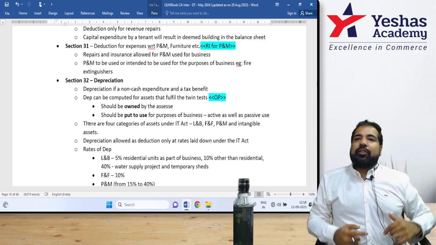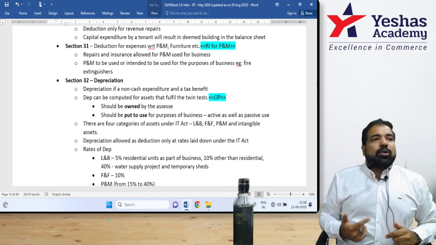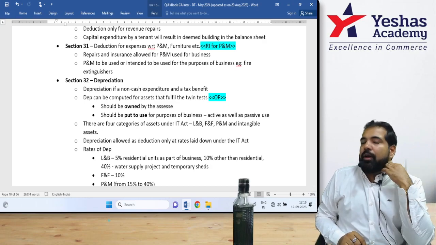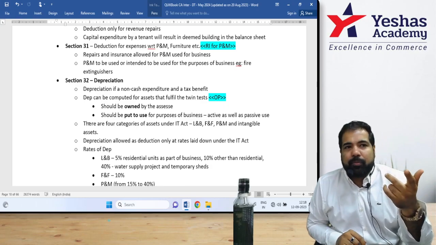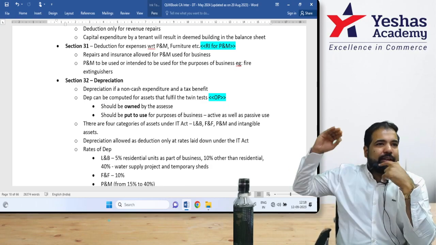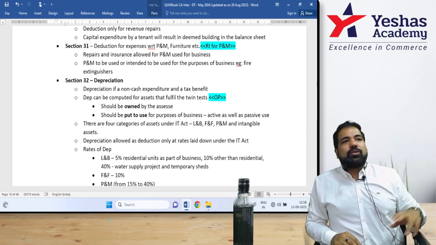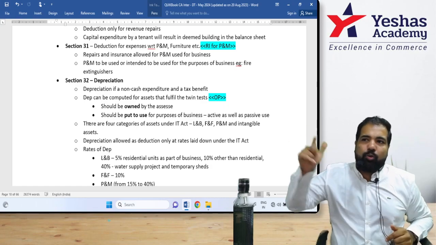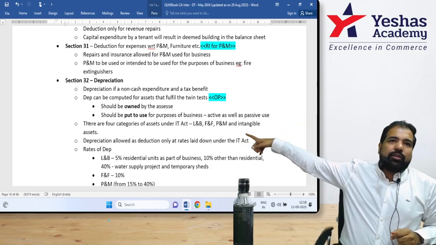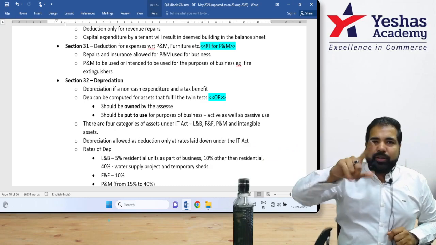Anything which is good for the environment, pollution control. Books, laptops, 40. Guys, windmills, 40. Guys, life-saving medical equipment, 40. Ships go slow. Aircrafts go fast, 40. And 40 is the maximum rate of depreciation. Guys, depreciation has twin benefits or twin conditions. OP. You should own the asset and you should put it to use. That fire extinguisher, yes, because put to use also means passive.